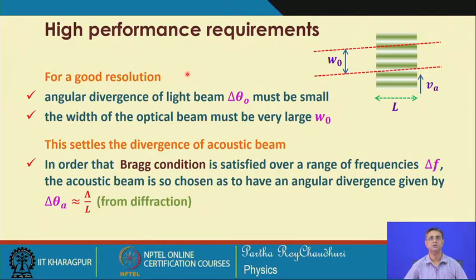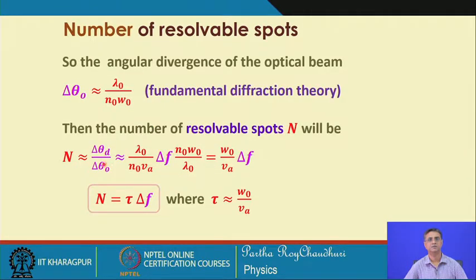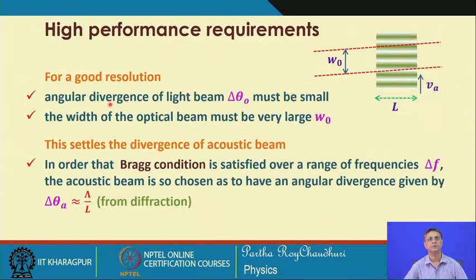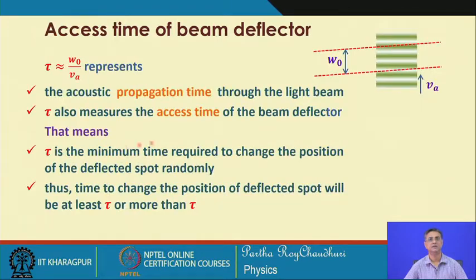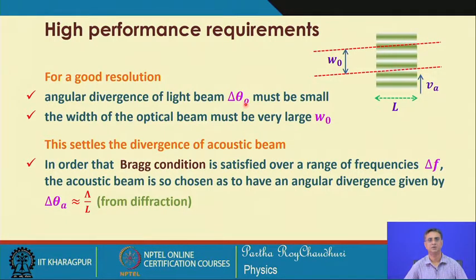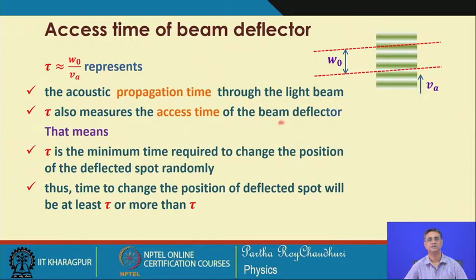So, this is the minimum requirement of the access time for the deflection to be visible or measurable. For a good resolution of the acousto-optic Bragg-type modulator, these are the requirements. As you can see from this equation, your delta theta must be small, because it appears in the denominator. If it is small, then you will get more resolvable spots, which is what is intended, and delta theta d should be large. So, delta theta 0, the angular divergence of the optical beam, should be as small as possible. The width of the optical beam must be very large. This condition comes from here.